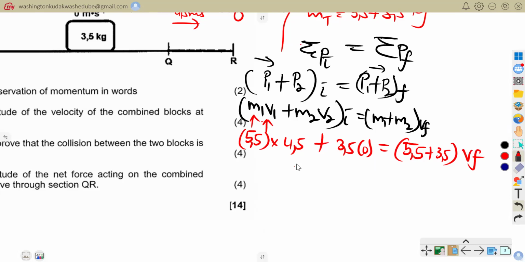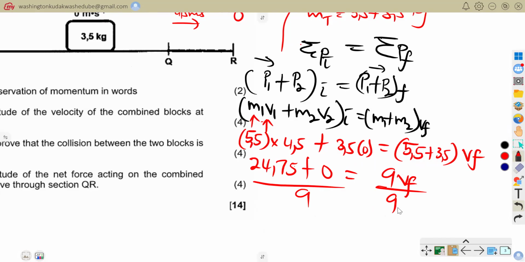Here I'm having my answer being 24.75. That is the answer that I'm having for this value. And then this one would be 0. And then this side, I'm having 5.5 plus 3.5, that is equal to 9. And then I've got VF. So I will divide by 9 on both sides, and then these ones cancel out, and I'll be left with V final this side.